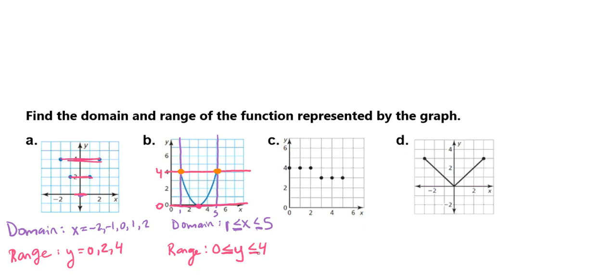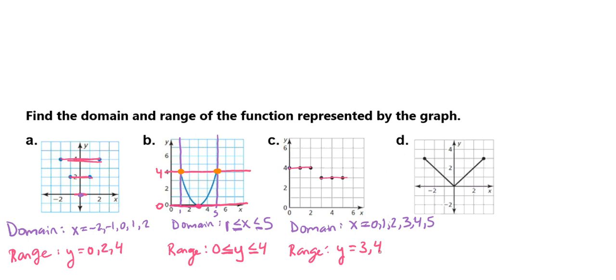So here for C, we have a set of points again. So why don't you push pause and see if you can do this problem. And when you're done, push play and let's see if you were right. So here for my domain, I'll have a list of points. So here, x can be 0, 1, 2, 3, 4, and 5. My range will also be a set of points. Y can be, well, all of those are at the number 3, and all of these are at the number 4, so my range will be the numbers 3 and 4.